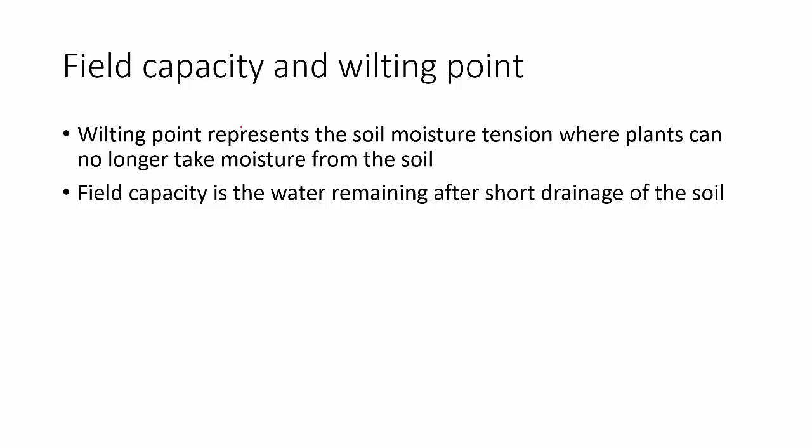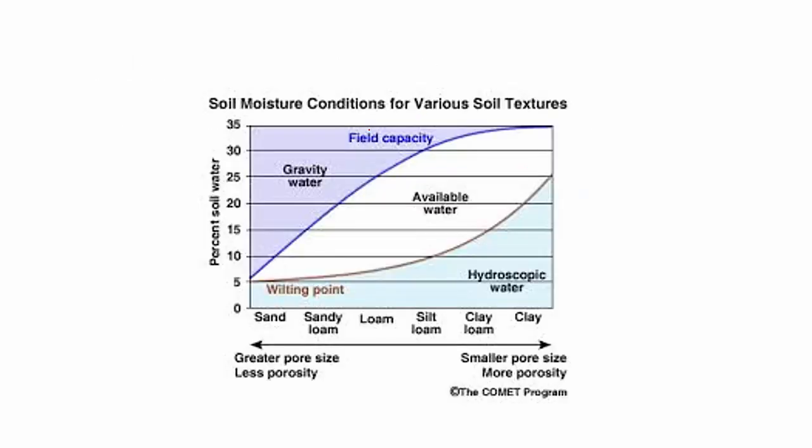That water has to be available to plants, because plants don't have a way of increasing the suction out of the soil except to a certain point, and that is the soil moisture tension where plants can no longer take moisture from soil. So this is a figure that expresses that difference between the field capacity and the wilting point.